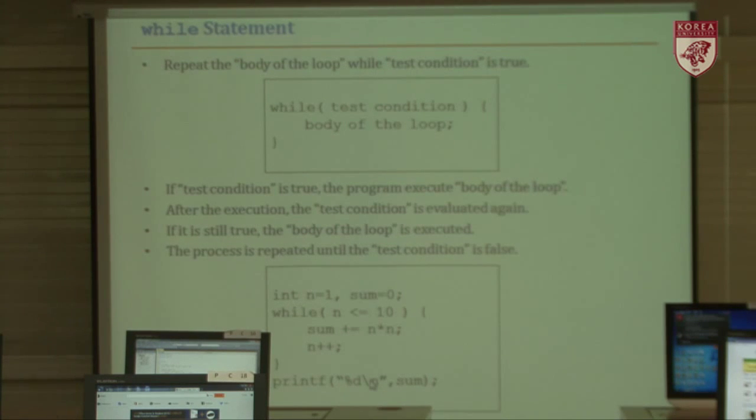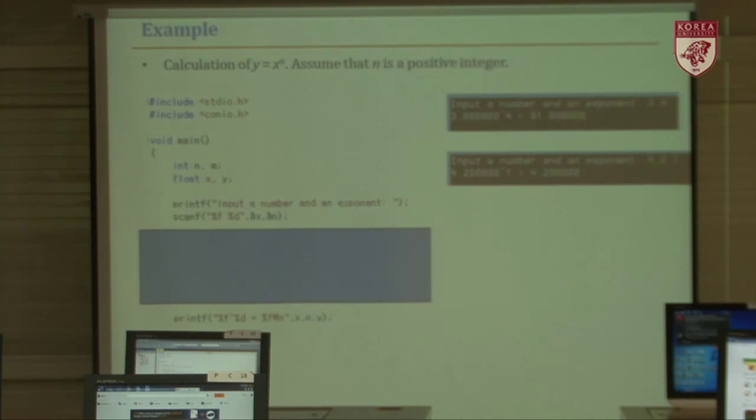Then in that case, what's the value of the sum? 1 plus 2 squared plus 3 squared plus, until 10 squared. That's the sum value. Okay? So this while loop works in this way. Okay, so this is a simple example.